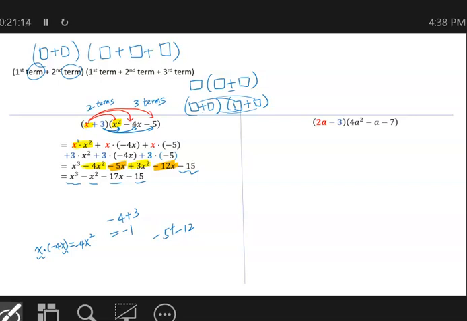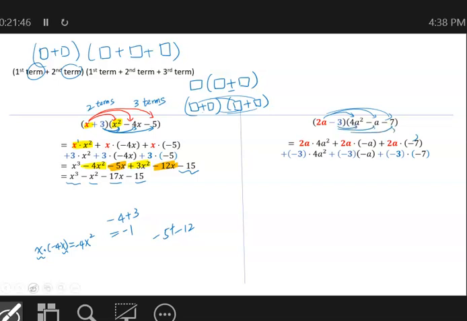Now the second example will be very similar. Again, we have two boxes. The first box has 2 items. The second one has 3 items. So you have to distribute each of them. First, let's distribute the first item, 2a, to all of these. We just copy down everything in the second box and put a 2a in front of it. Then copy down everything in the second box again, and put negative 3 in front of it.